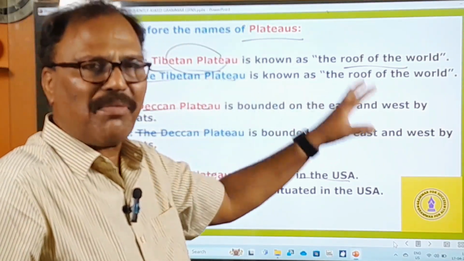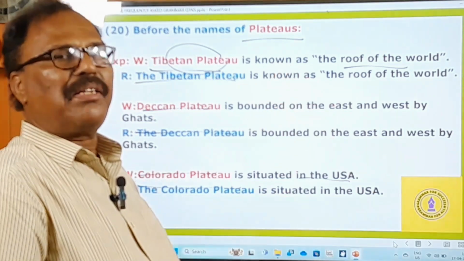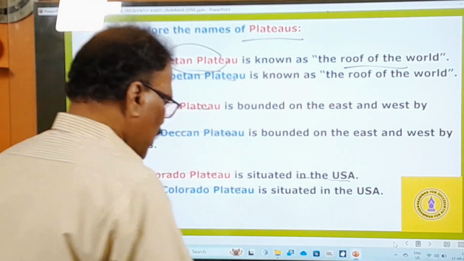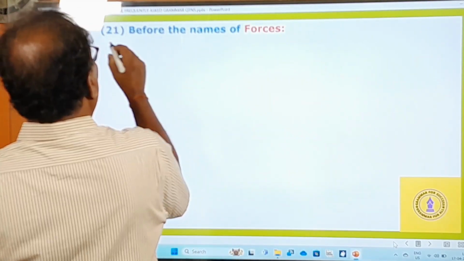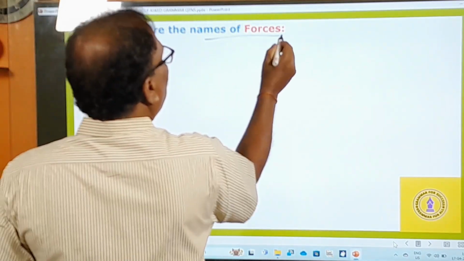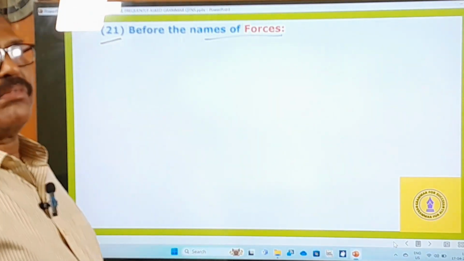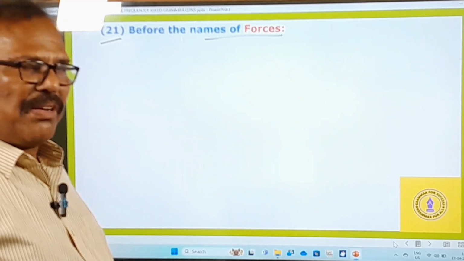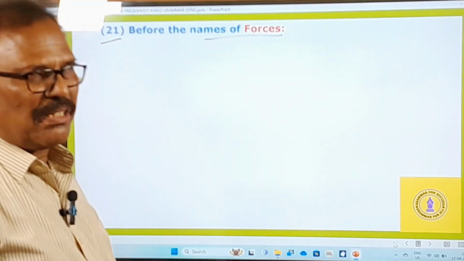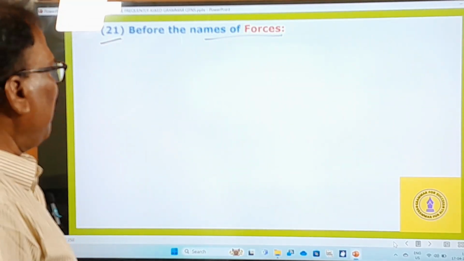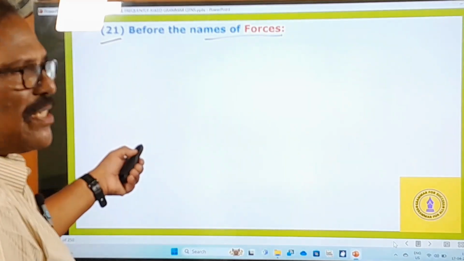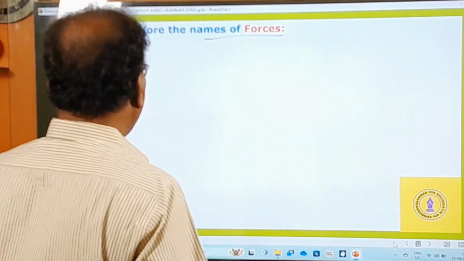Before all the names of those plates, you have to use the definite article, right? And now let's move on to learn other things. 21st rule: before the names of forces, you know, the Air Force, the Naval Force, the Army Force. There are only 3 forces, you know very well. Before the names of those forces, we have to use the definite article, right?